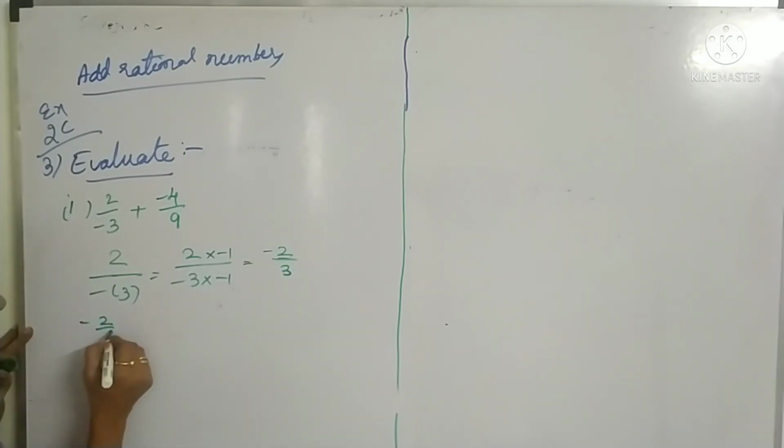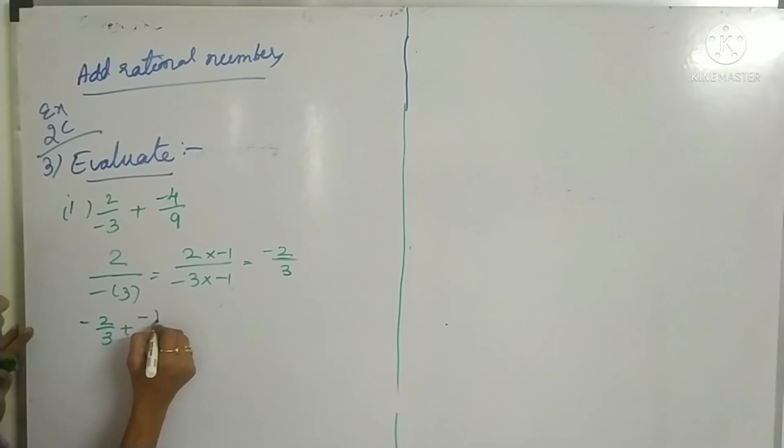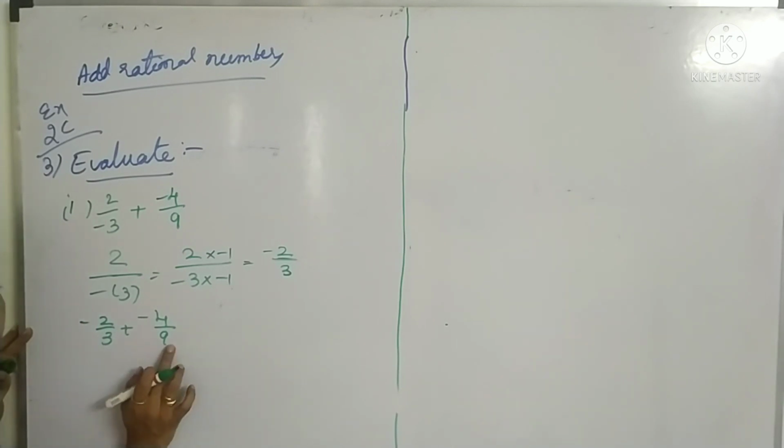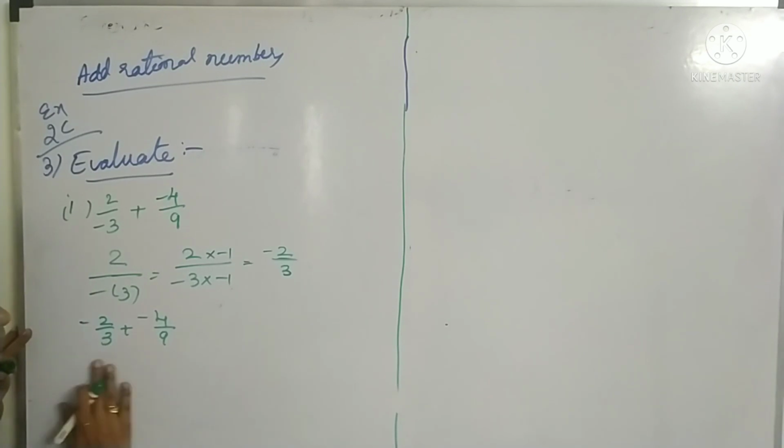So minus 2 by 3 plus minus 4 by 9. No need to check the numerator, leave that one. You have to check only the denominators and convert them into positive denominators. That's all. Now here we have different denominators, so find out the LCM.